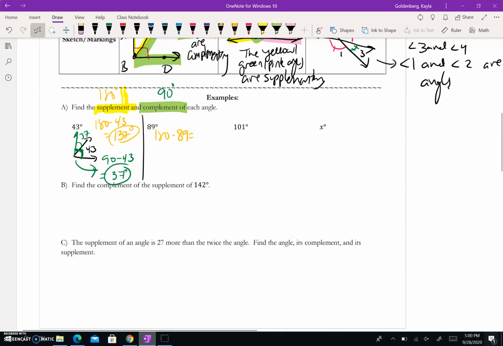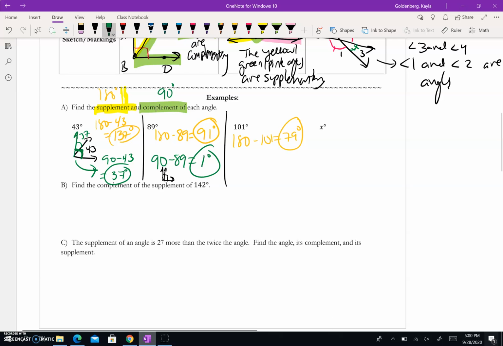Okay, so let's see, 89 plus 1 would be 90, so I'm going to say 91 degrees. 91 and 89 should combine to be 180. And then if I have 90 degrees and I have an 89-degree angle, the second one has to only be one tiny degree, right? So you could kind of visualize that one. It's kind of like a huge one with a teeny little angle that adds up to be a 90-degree angle. And then this one we have 180 minus 101. That's going to be a 79-degree angle.